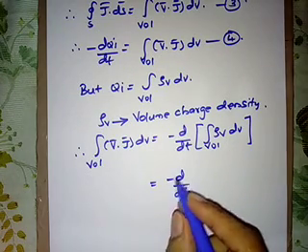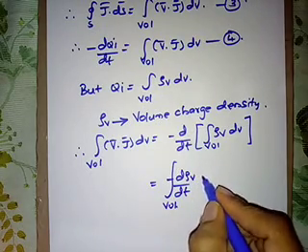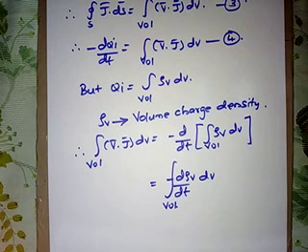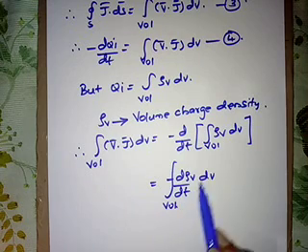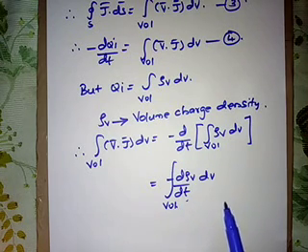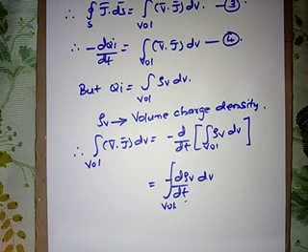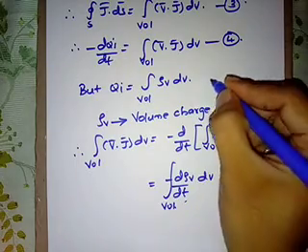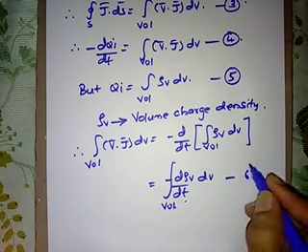So this I will write as minus the volume integral of dou rho v by dou t dv. If the surface is a constant or uniform surface, the derivative becomes a partial derivative. Take the qi equation as equation 5, and this one as equation 6.